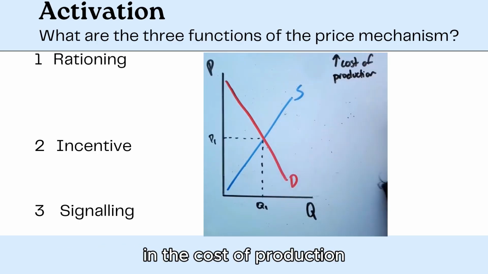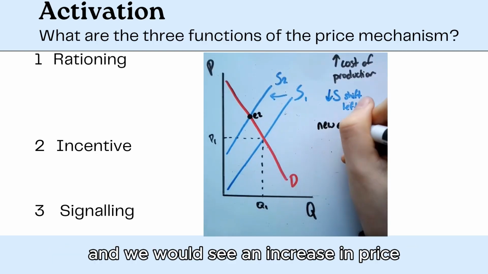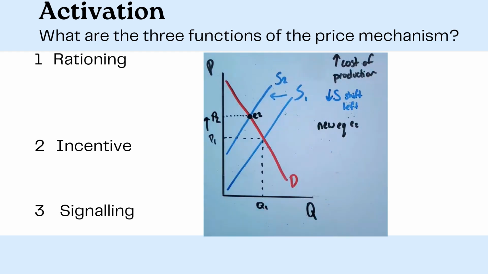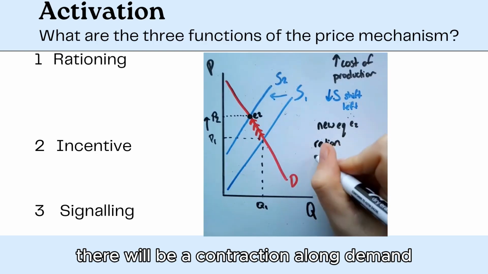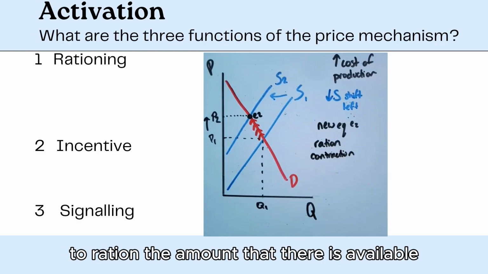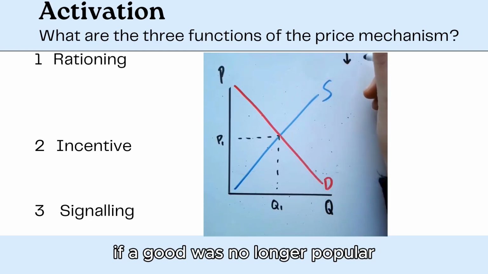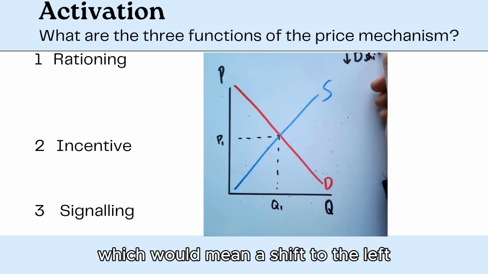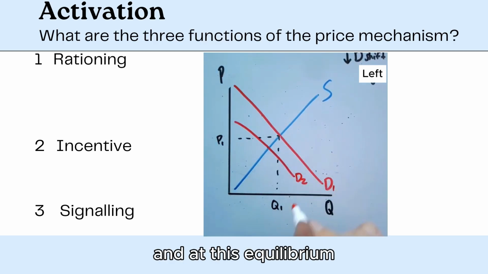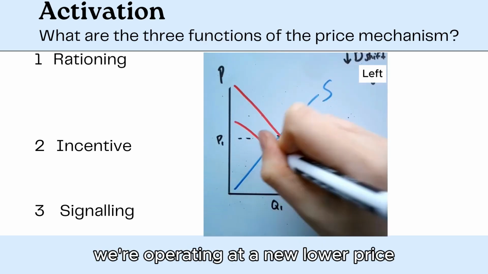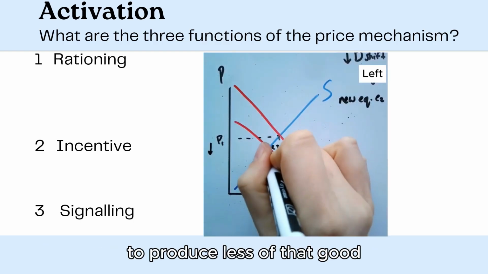But what if there was an increase in the cost of production? Well, we already know that supply would shift to the left, and we would see an increase in price at this new equilibrium. Fewer goods will be produced, but at this new higher price, there will be a contraction along demand to ration the amount that there is available, and we'll operate at an equilibrium at Q2. If a good was no longer popular, we'd see a fall in demand, which would mean a shift to the left. On our new demand curve, we've created an equilibrium E2, and at this equilibrium, we're operating at a new lower price. This new lower price would be a signal to producers to produce less of that good.